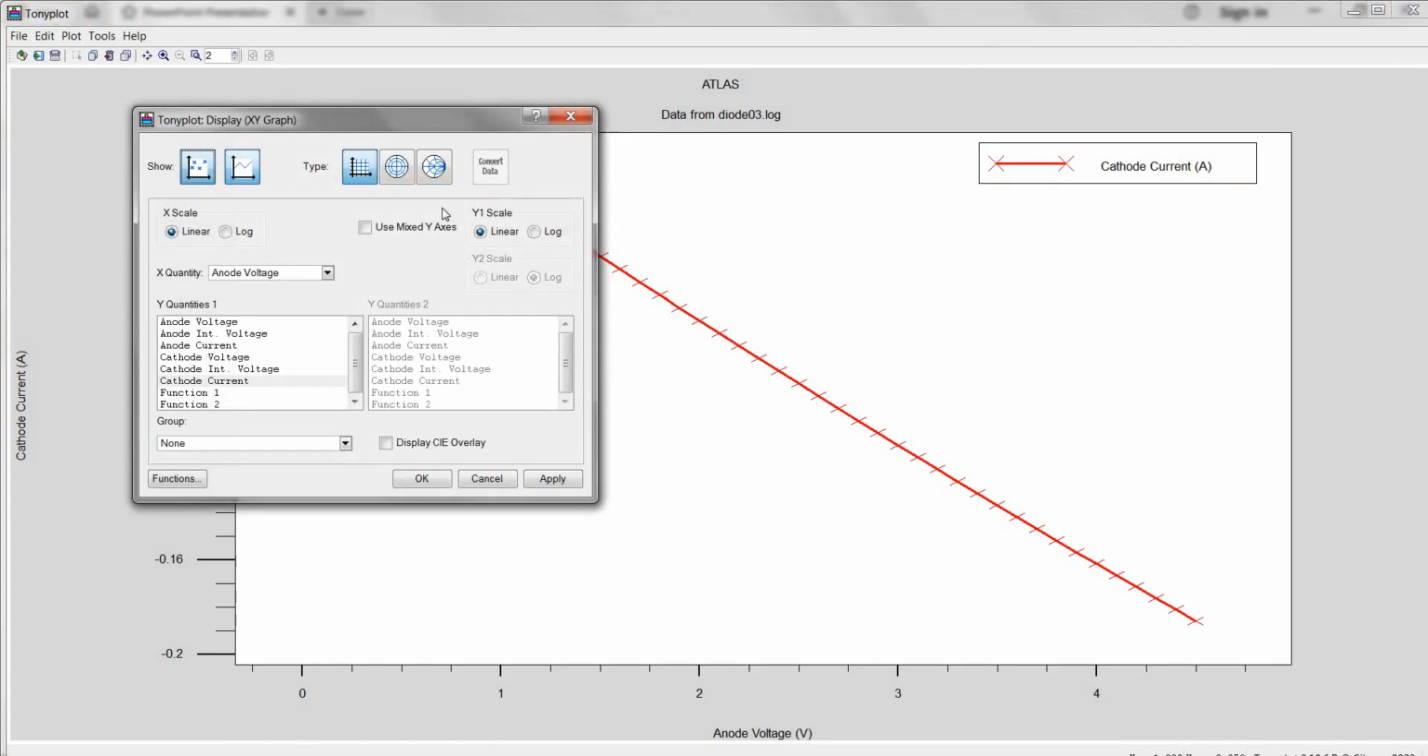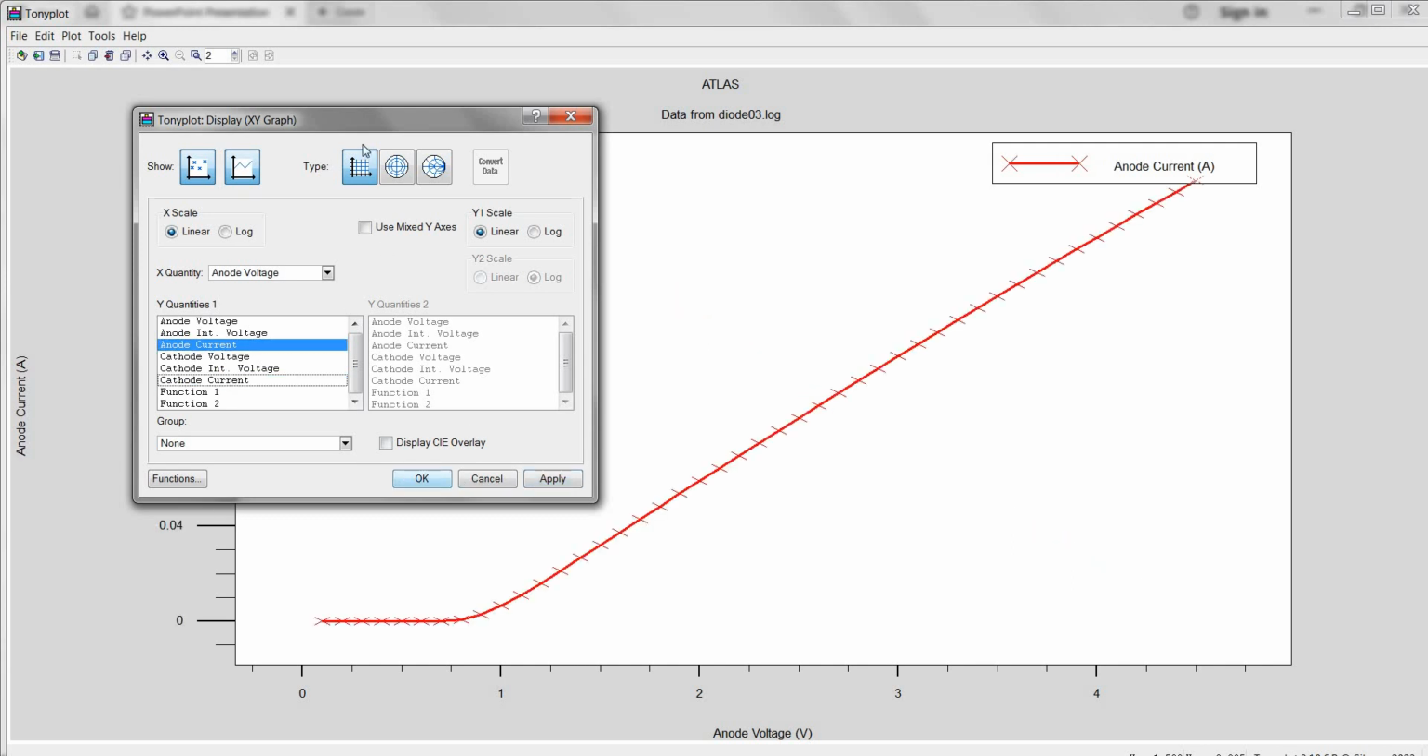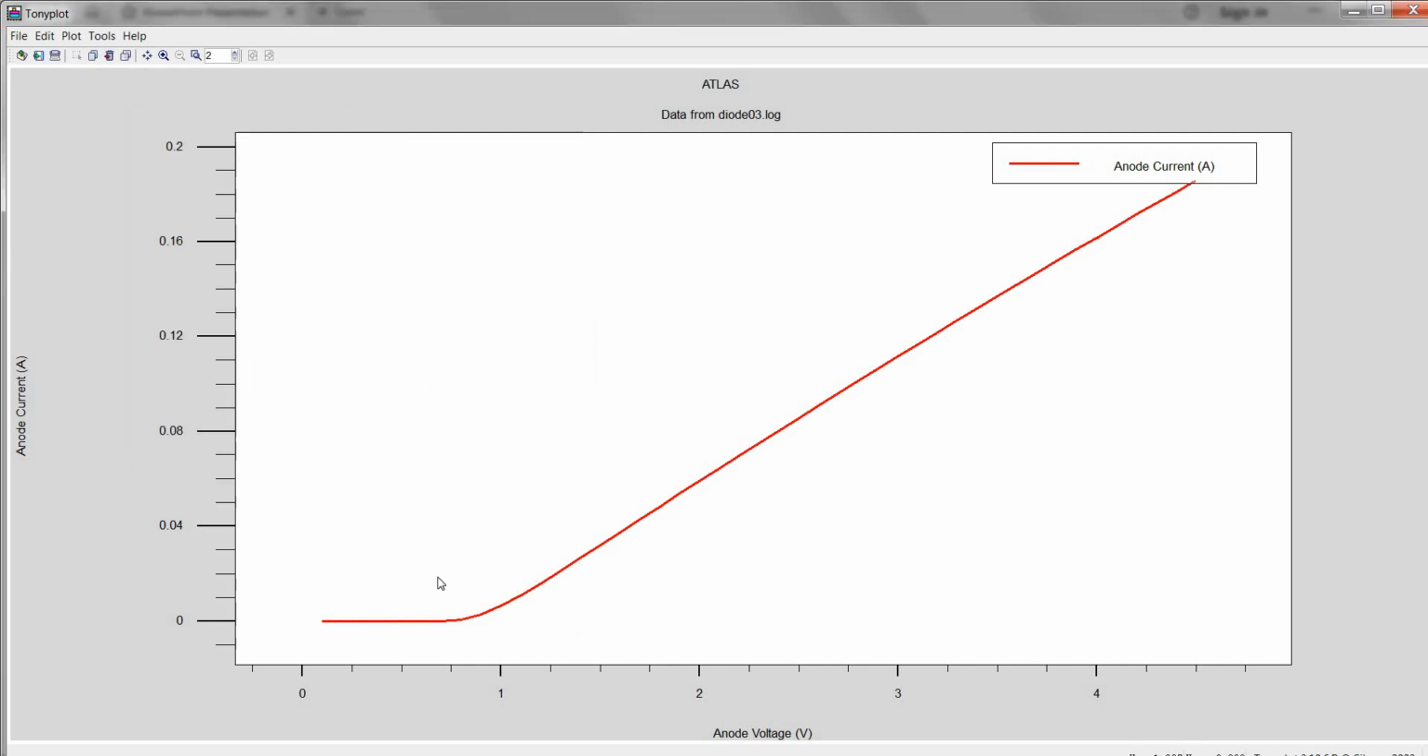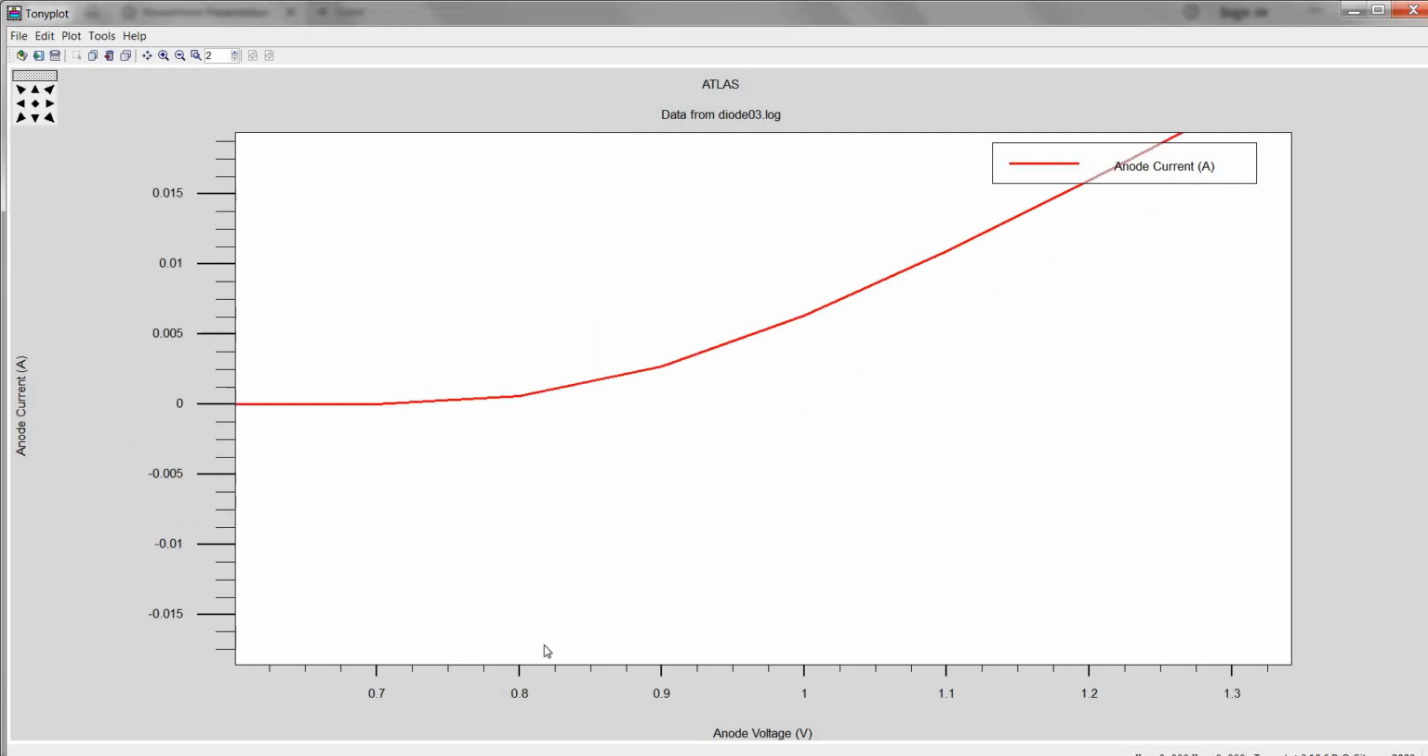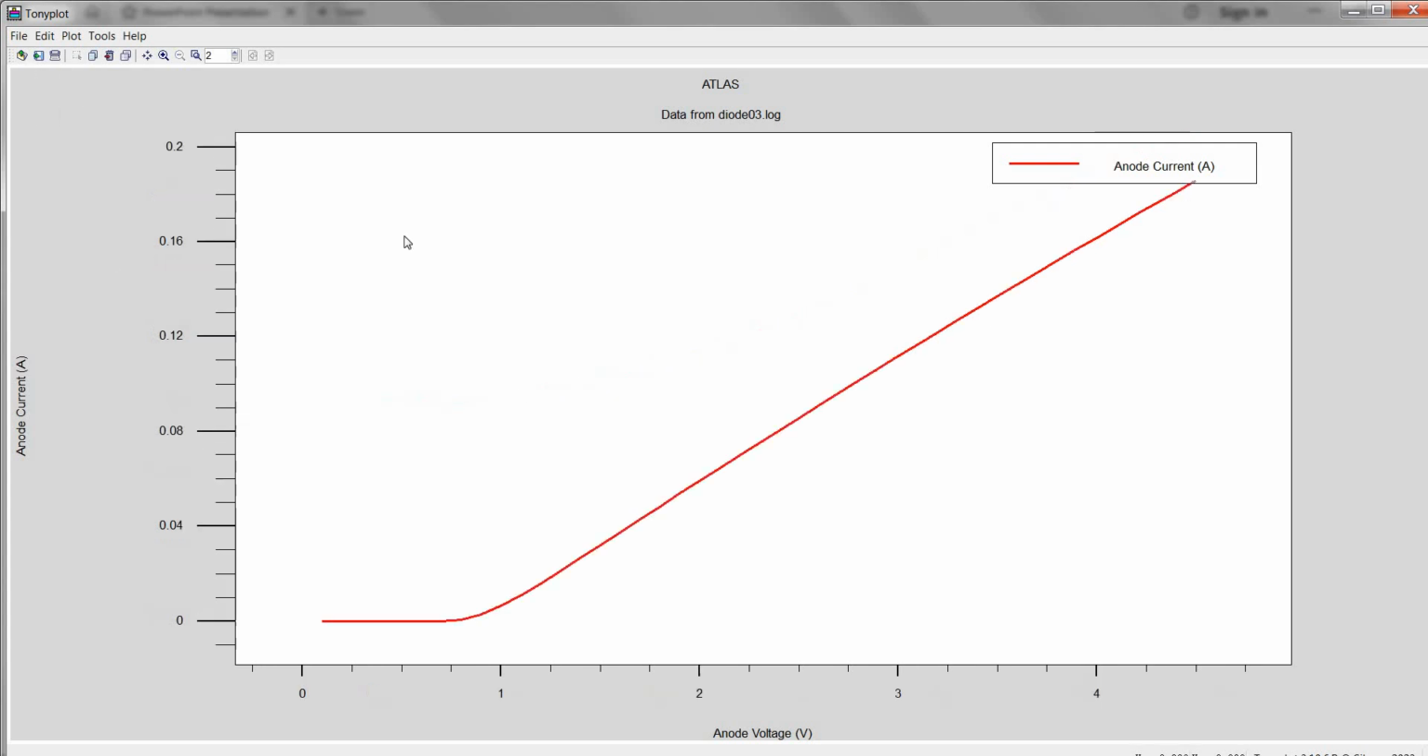And you can also see the Schottky behavior from the current voltage characteristics of this device under forward bias. So as you can see, this device has a turn-on voltage of approximately 0.7, 0.8 volts, and then the current starts increasing. It goes up to 200 milliamps at 4.5 volts.